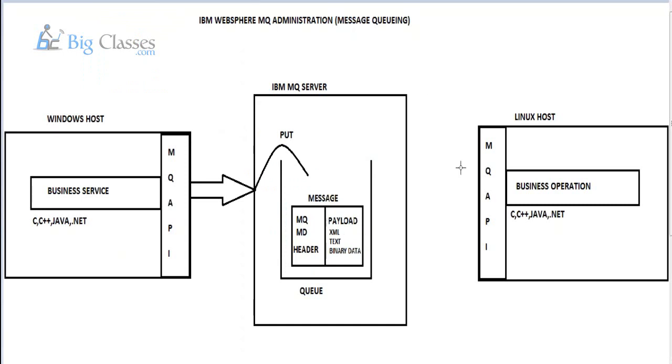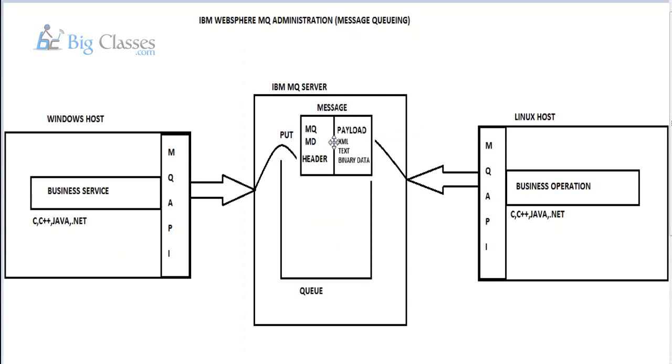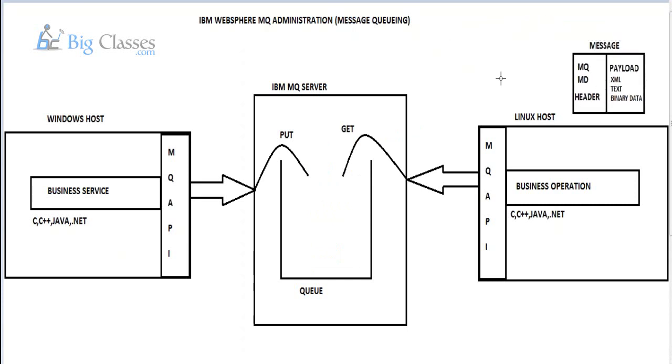If the remote application is available online, it connects to the IBM MQ server. It gets the message off the queue. Here get is nothing but read. When an application retrieves a message from the MQ server, the message is no more. MQ server supports once and only once delivery and guaranteed delivery.